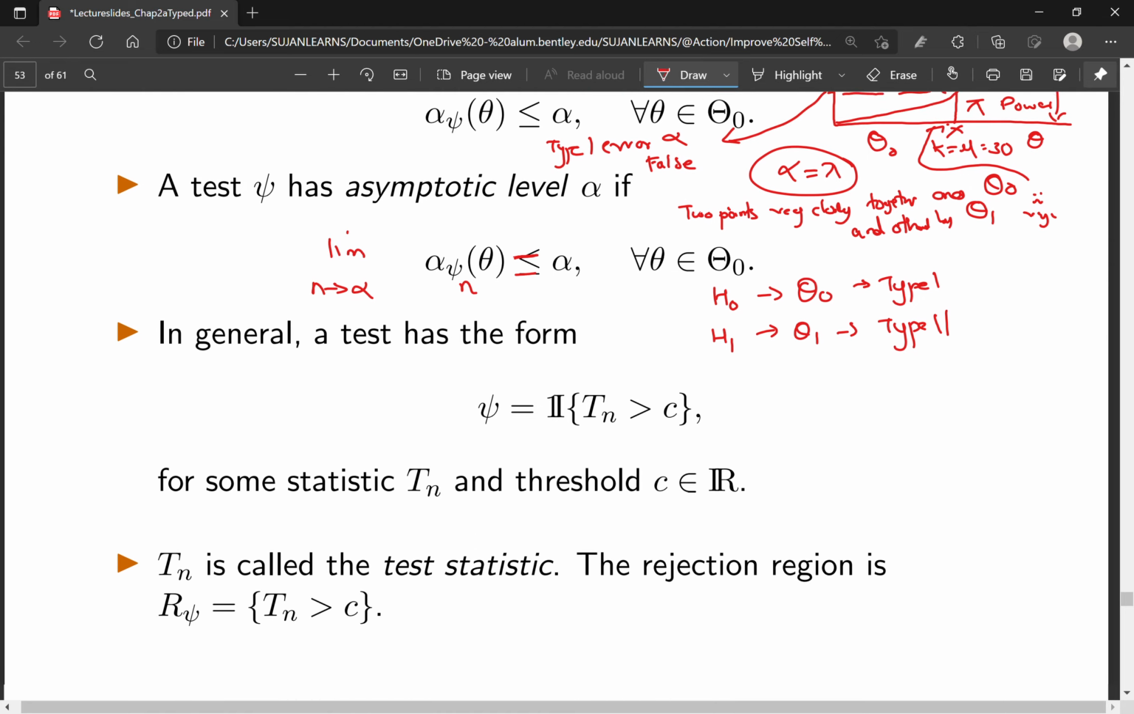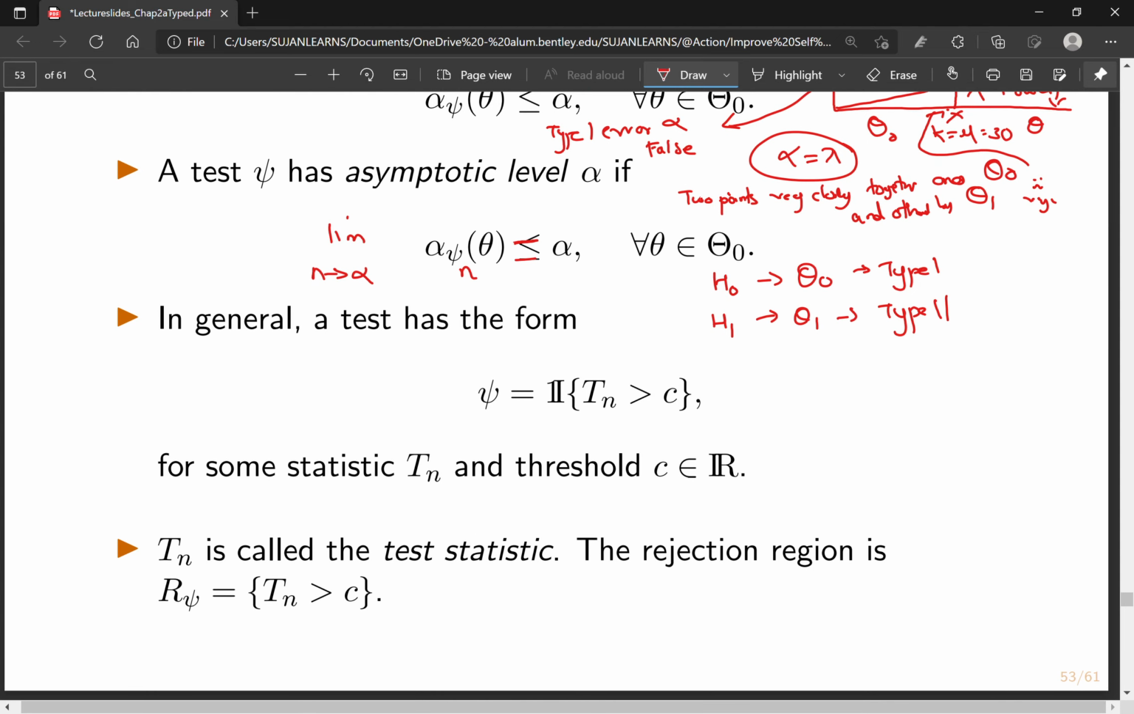Next step, tests usually have the indicator form, and a test is usually based on a normalized version. Tn is some normalized version of xn bar, and it has to be greater than some critical value. There's some flexibility here, and using that information, we derive an indicator function, which we call a test. Tn larger than C is our actual test function.